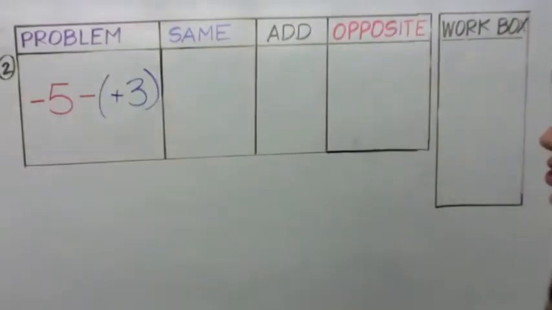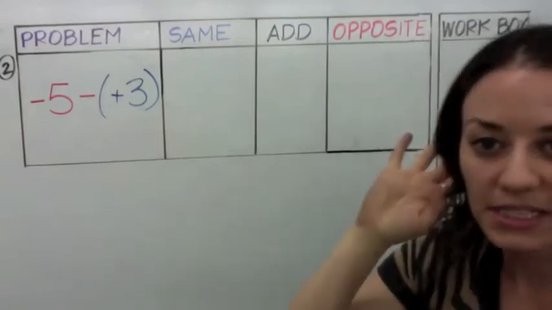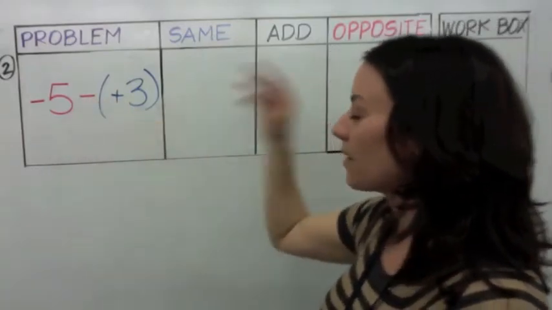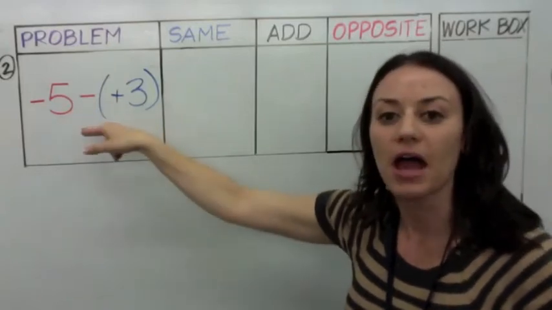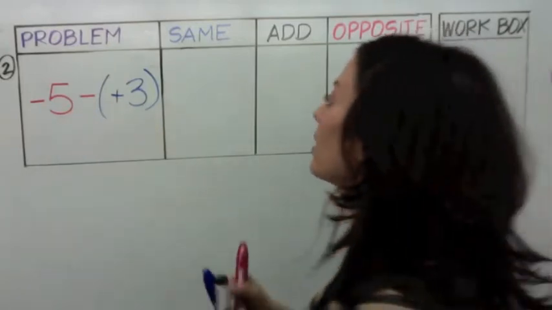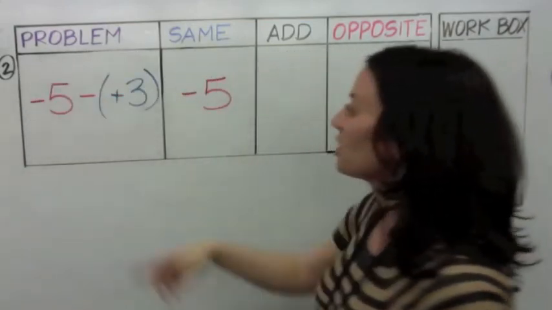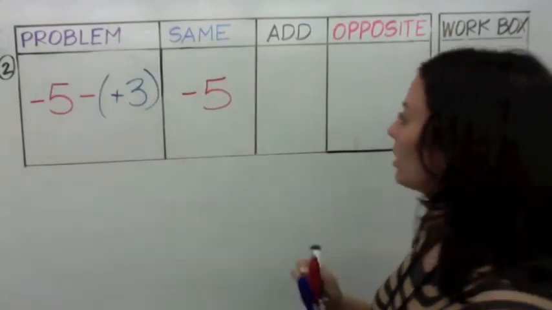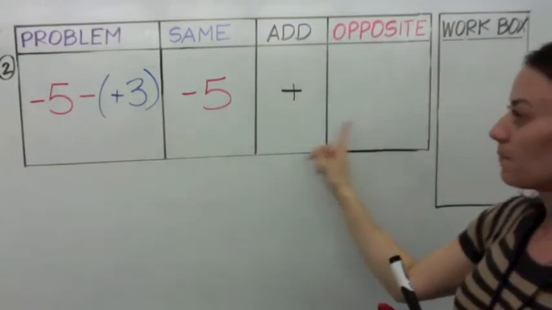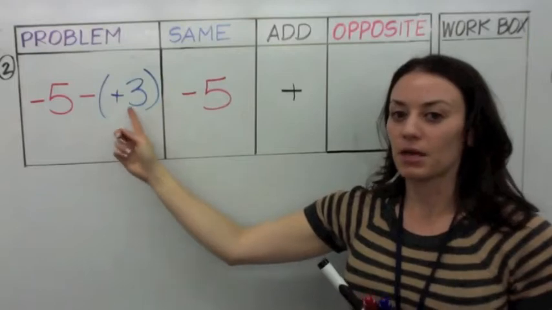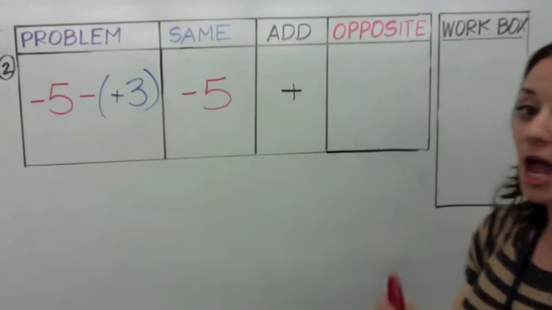Okay, so read number 2 with me. It says negative 5 minus a positive 3. So let's look at the first integer. What's the same as negative 5? The same is negative 5, right? Good job. Getting the hang of this now. You're going to change subtraction to addition, add. Now, what is the opposite of positive 3? Positive 3 is over here. What's the opposite of positive 3? It's negative 3.